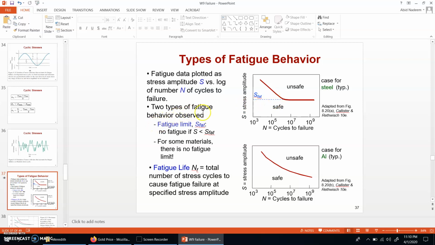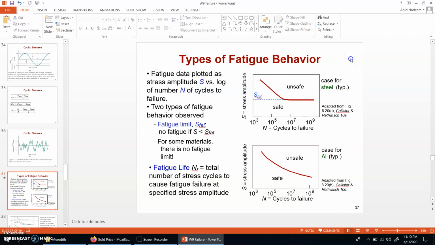Okay, so there are two types of fatigue behavior observed. One is the fatigue limit. It is the fatigue limit, not the failure limit. In this case, there will be no fatigue failure if the applied stress is less than S fatigue, the fatigue limit. For some materials, there is no fatigue limit, as in the second graph over here. The example for the first case is typically steel.